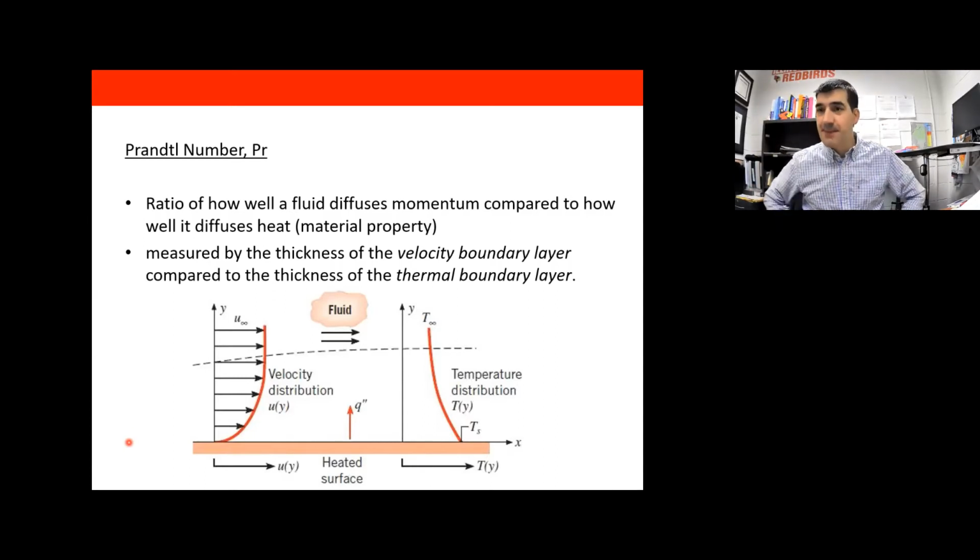And the way we actually measure this is by something called the boundary layer. The boundary layer is the distance from the solid surface, so that's like from here to here, at which the velocity of the flow, in the case of a velocity boundary layer, is 99% of the bulk fluid velocity.